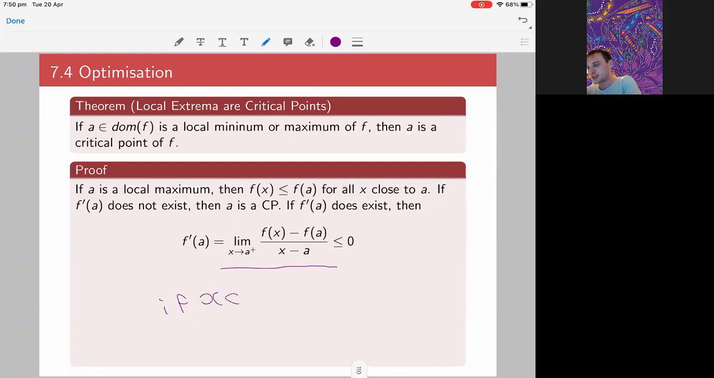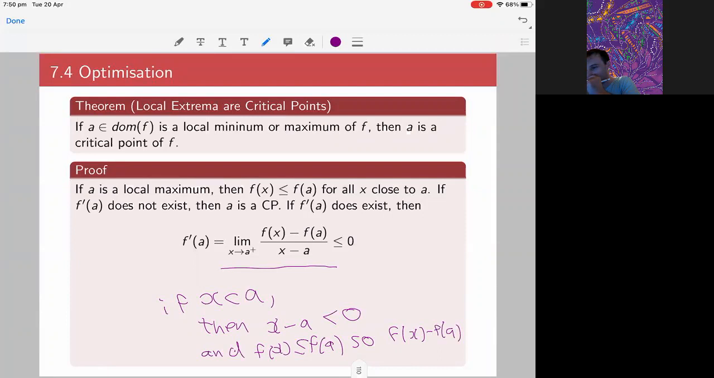Now, if x is less than a, then x minus a is negative. But remember, f of x is less than or equal to f of a. So f of x minus f of a, I've done this wrong. Wait. I think maybe this is supposed to be a positive here. If a is a local maximum, then the top is negative and the bottom is negative if we're traveling to a from below. So it's going to be greater than or equal to 0, I think.